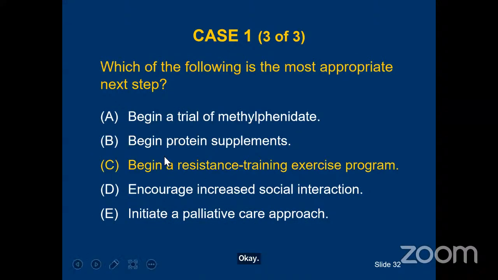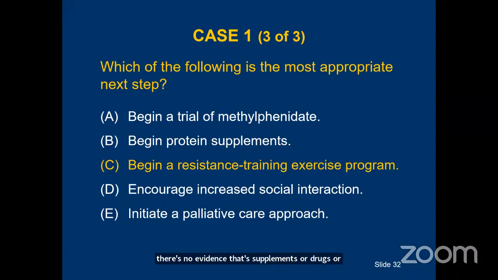Okay, so the answer is C, beginner resistance training exercise. As we said, in these patients the most important point is resistance training exercise and also nutrition, okay? So why isn't it A or B? Because as we said, there is no evidence that supplements or drugs or anything are going to be helpful in preventing or even treating frailty, okay?